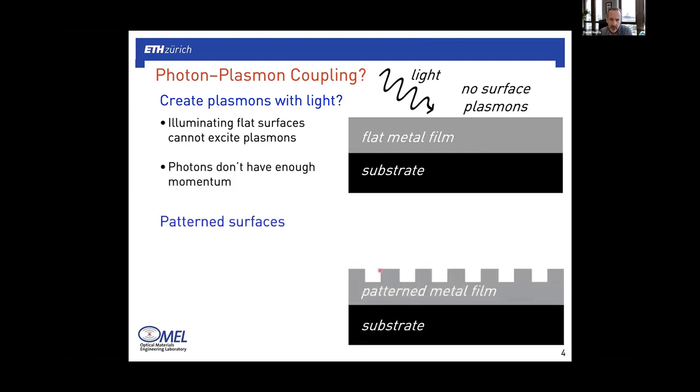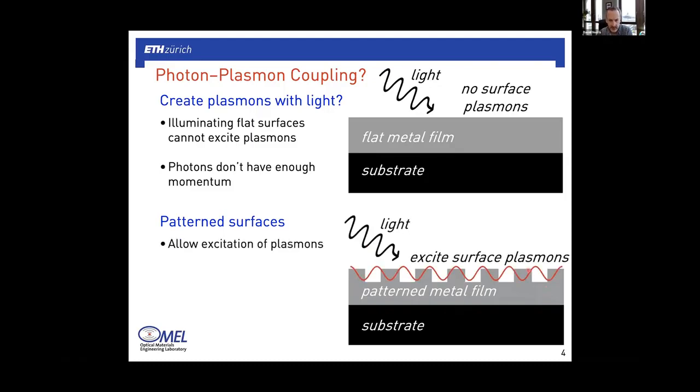But what we can do, and this is where patterning comes in, is that we can pattern our metallic film, let's say with just a square wave of gratings or grooves. And then when light comes in, we can excite these surface plasmon waves because the pattern itself can make up for the momentum that the photon is missing through diffraction. And we're going to come back to this in more detail in a little bit.